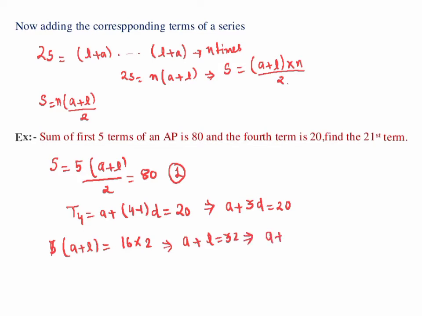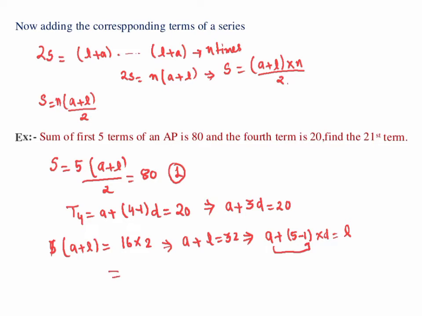And A plus L is what? L is... you have to find. The first 5 terms of an AP is 80. So n here is 5, so 5 minus 1 into D, you will get 80. So this is what? This is the last term.